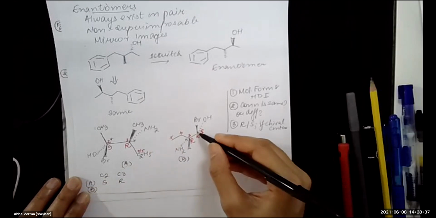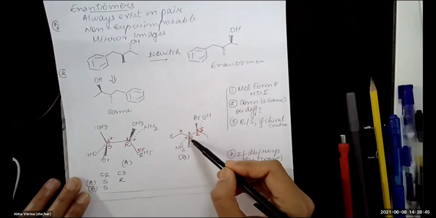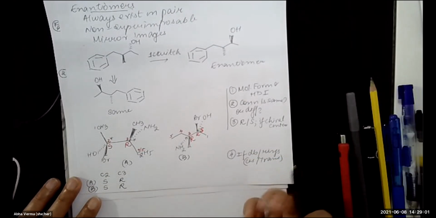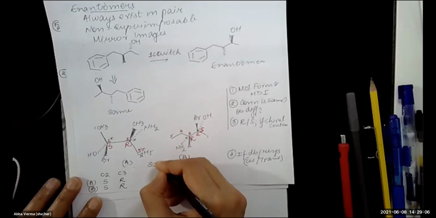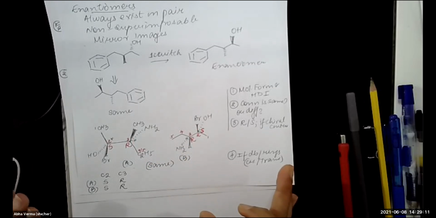In structure B, at C2, what is your configuration? S. What is the configuration at C3? R. What do we see? Exactly same configurations. And so even though these two structures are drawn differently, what is the relationship between A and B here? It is same. So do you see how R and S are going to help us?